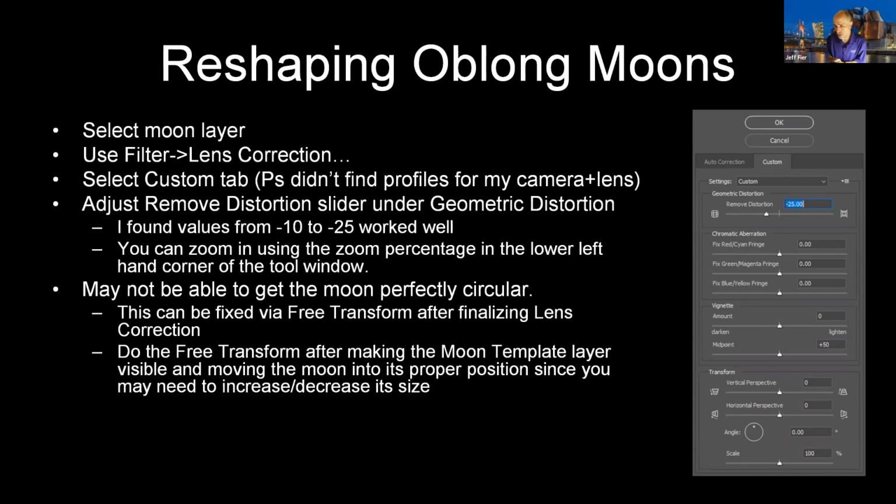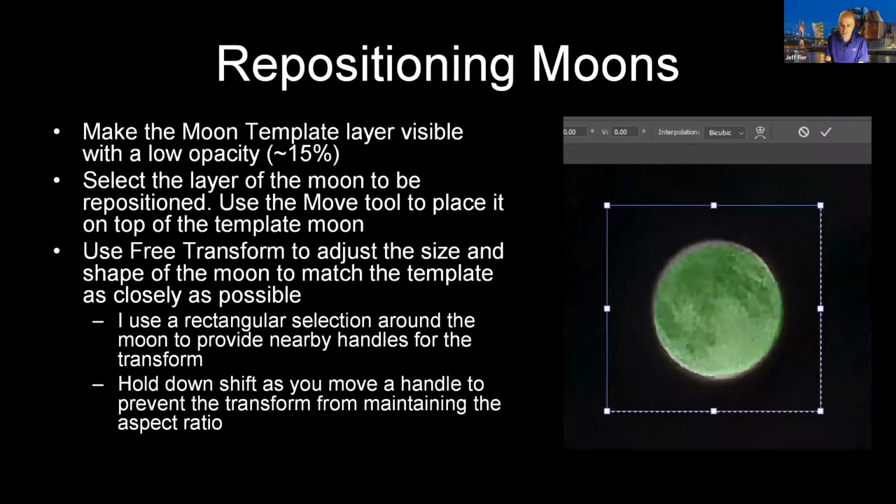For moons that were closer to the center of the image, like the eclipsed moons, they were still a little bit oblong, and I found that values around -10 worked for those. So I went through the various different moons, and using this filter, corrected the distortion of the moons. Okay, it didn't necessarily make them perfectly circular, but we can fix that later with the free transform tool, and I'll show you that next.